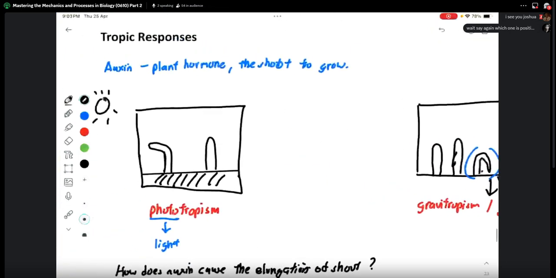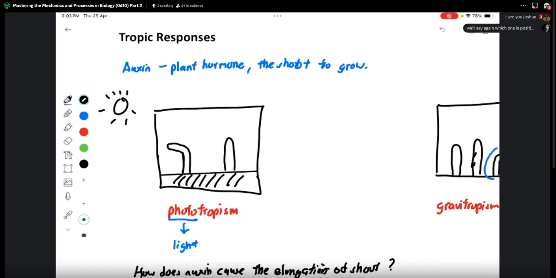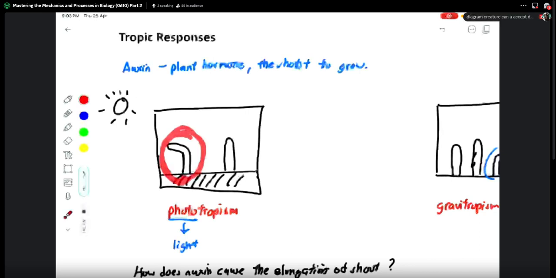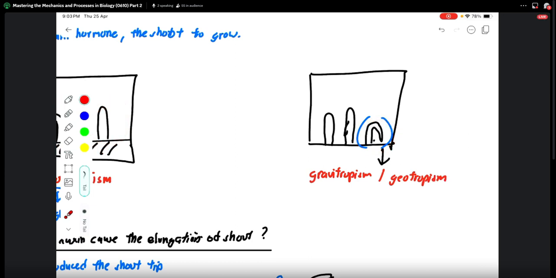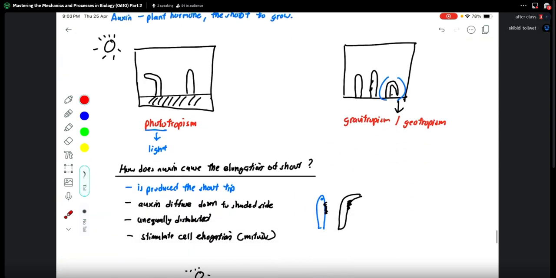Okay. This one is positive, right? This is positive phototropism. This one is positive. This one is negative phototropism. This one is positive geotropism. This one is negative geotropism. Okay? All right.